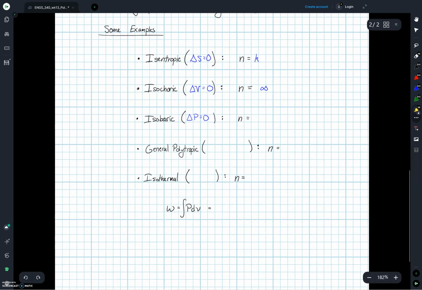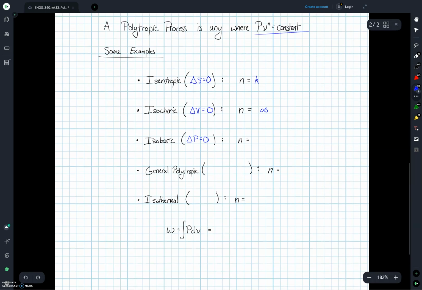That would happen if our coefficient n is equal to 0, right? Which makes sense. PV to the n must be a constant. So pressure is a constant already. So we take V to the 0 power. That equals 1 no matter what the volume is. So then our polytropic equation is true.